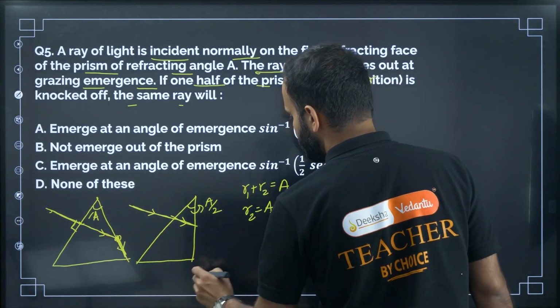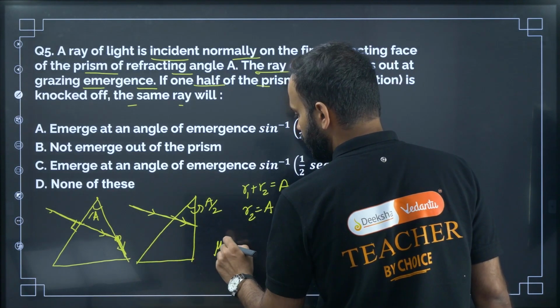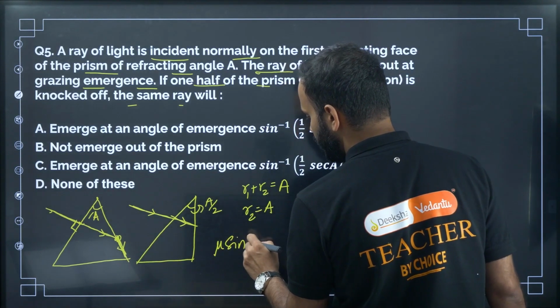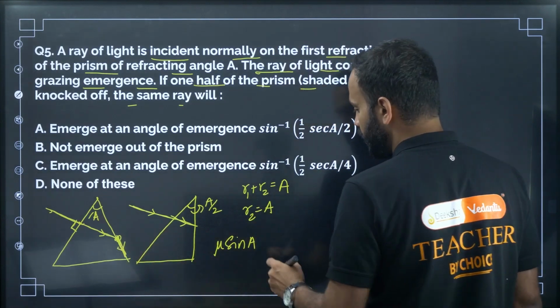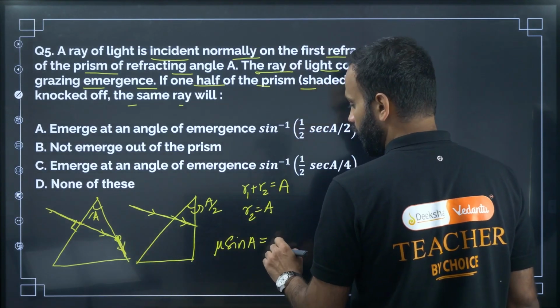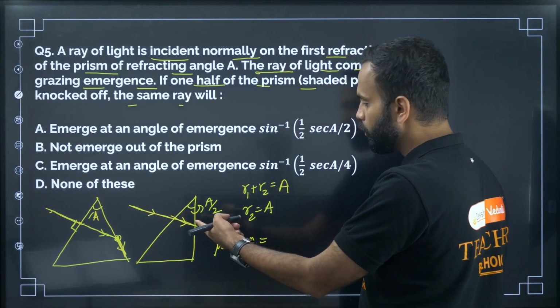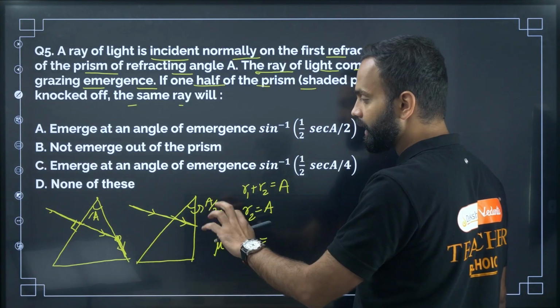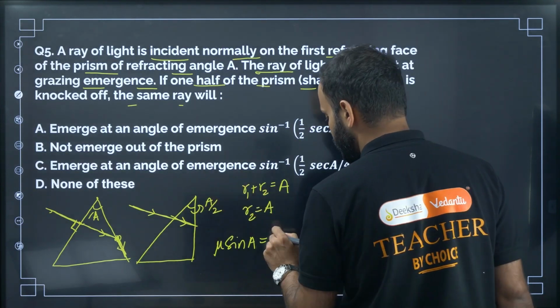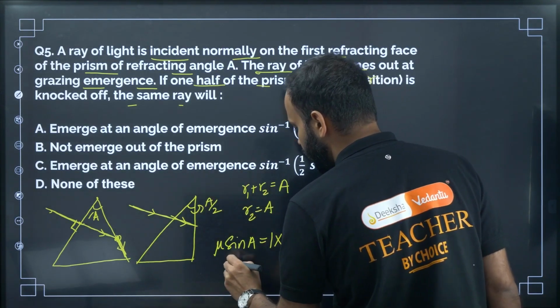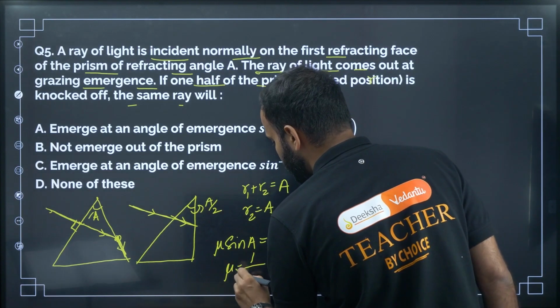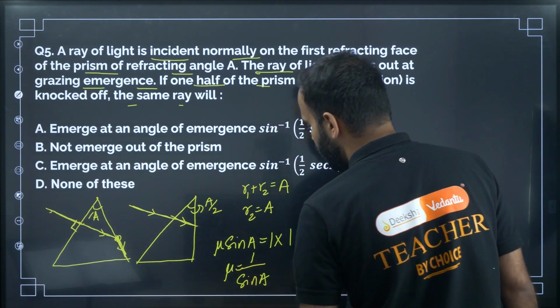Now apply Snell's law at this point. Mu into sin A, that is sin R2, R2 is A, is equal to mu dash, which is 1, the refractive index of air, into sin 90 degree, which is 1. So mu equal to 1 divided by sin A.